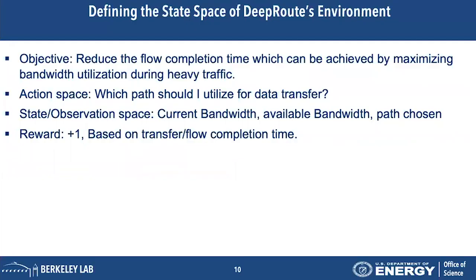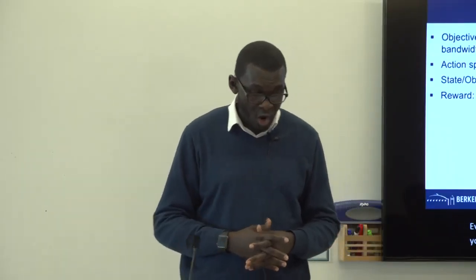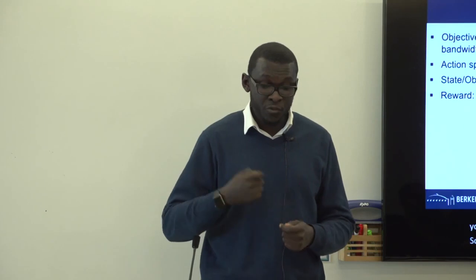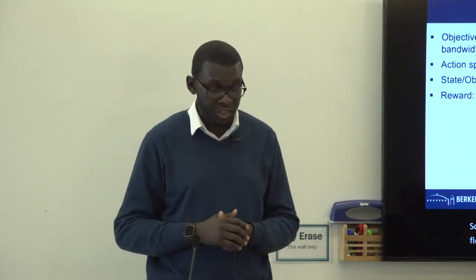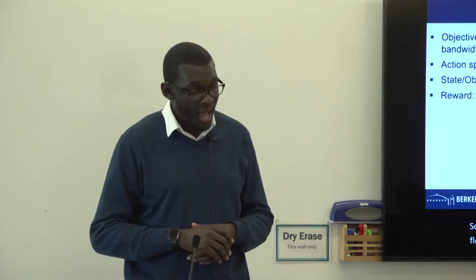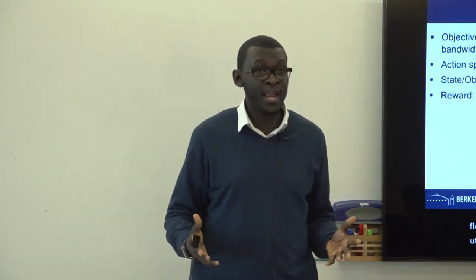So in converting this to a learning problem, we need to define our state space. Anyone that is familiar with reinforcement learning knows one of the most difficult tasks is to basically define what your state space will look like. So as a starting point, we defined our objective, which is to reduce the flow completion time, which can be achieved by maximizing bandwidth utilization during heavy traffic. And also, we defined our action space as which path do I utilize?